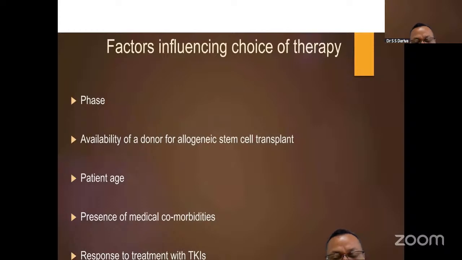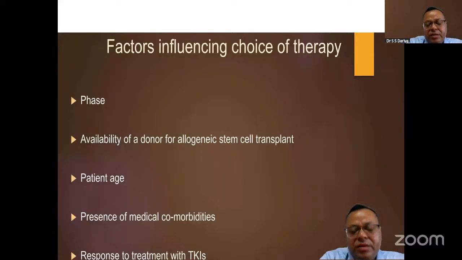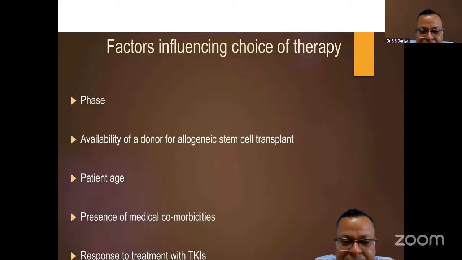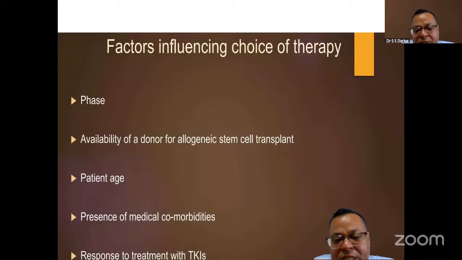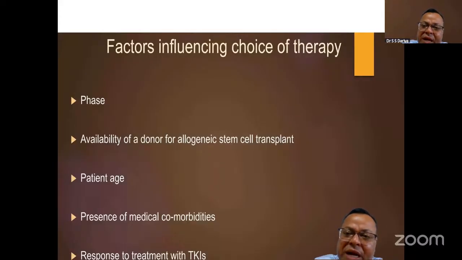The factors which influence the choice of therapy: first, the phase in which the patient is presenting, either chronic, accelerated, or blast phase. Second, whether an allogeneic stem cell transplant donor is available, yes or no. Third is the age of the patient, at what age the patient presents. Fourth, what other medical comorbidities the particular patient has. All these factors influence the choice of therapy, which therapy we have to start in that particular patient.